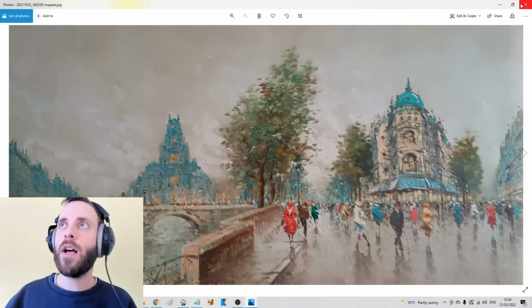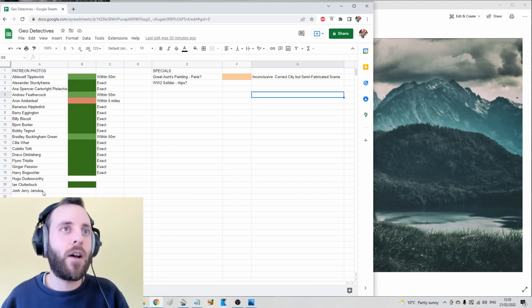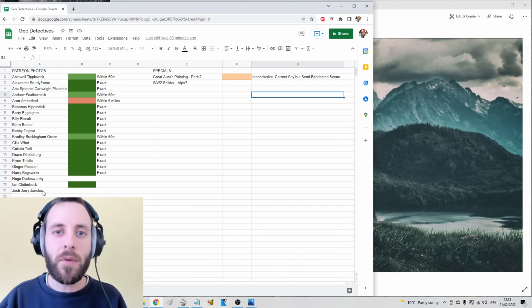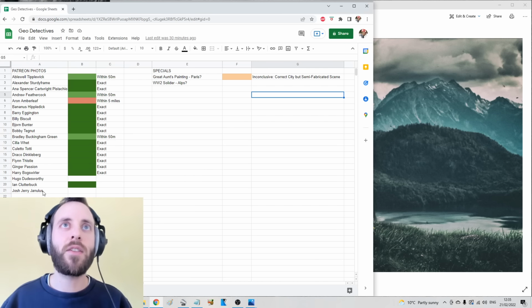It's another special already. We all had so much fun with the first one, Raphael's great aunt's possibly Paris painting, that I want to dive straight back in with another one, keep the ball rolling and have some more fun. Of course, I will be getting back to the Patreon fan photos, because they were great and they are a very pure form of Geo Detective, but I'm going to do another one of these, and here it is.